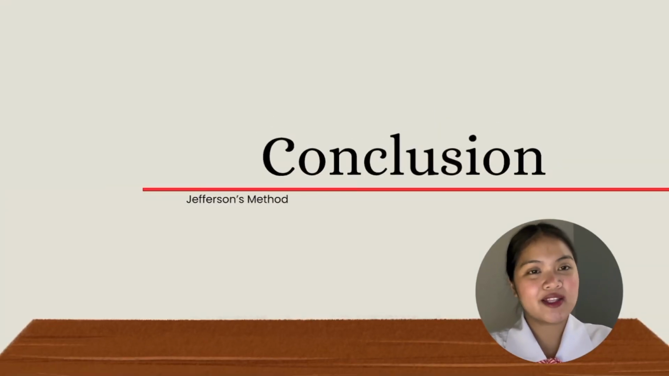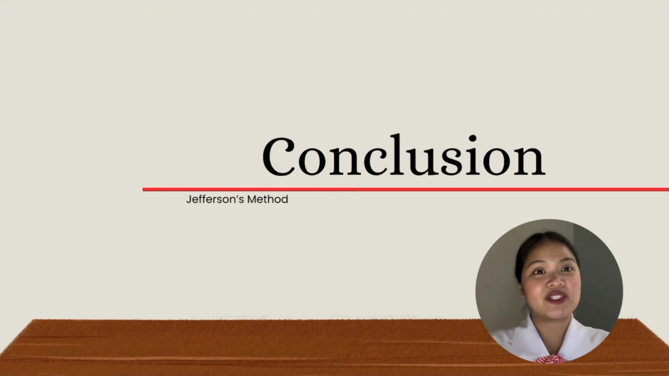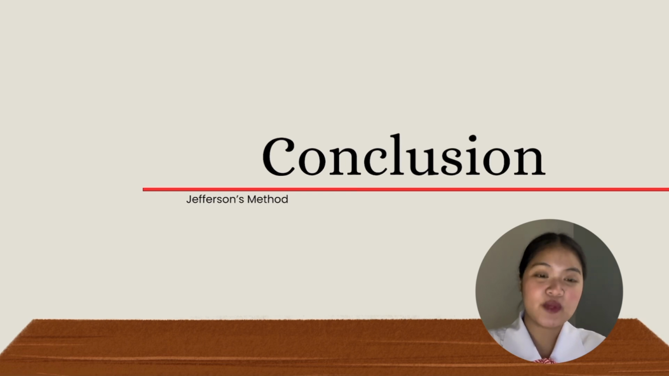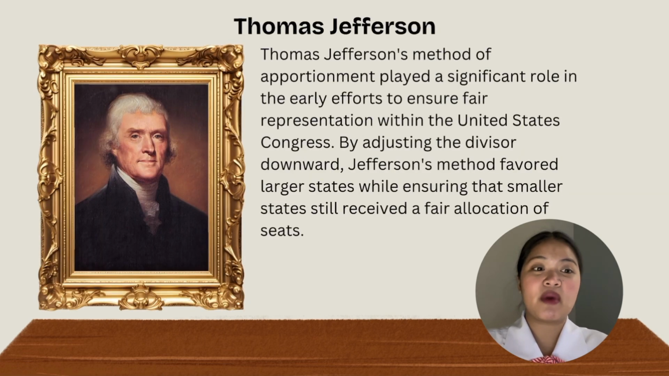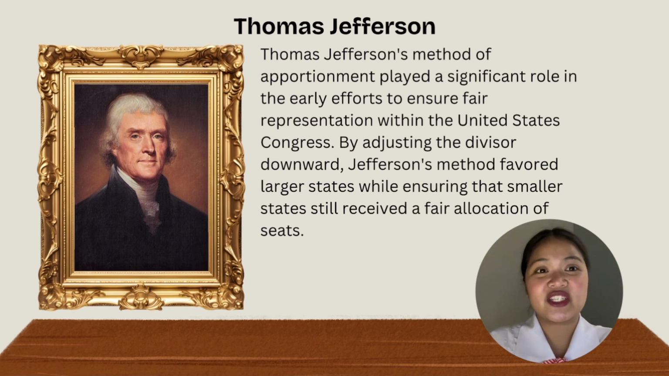So to conclude our topic, Thomas Jefferson was the third U.S. president and the author of the first apportionment plan used in the United States. Thomas Jefferson's method of apportionment played a significant role in the early efforts to ensure fair representation within the United States Congress. By adjusting the divisor downward, Jefferson's method favored larger states while ensuring that smaller states still receive a fair allocation of seats.